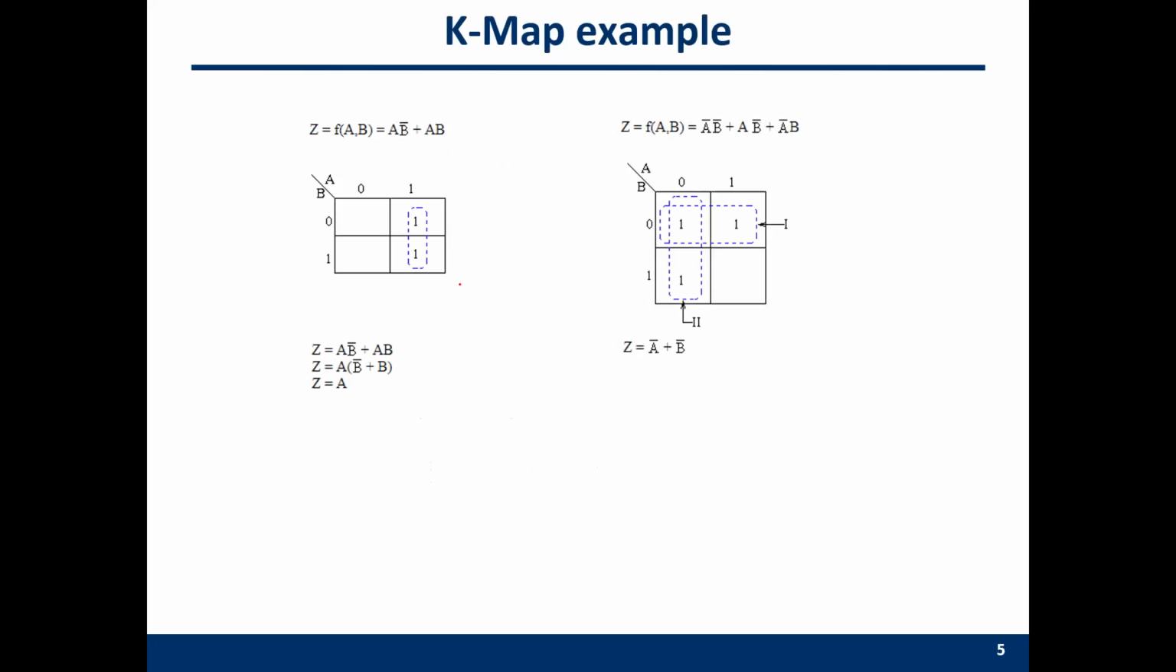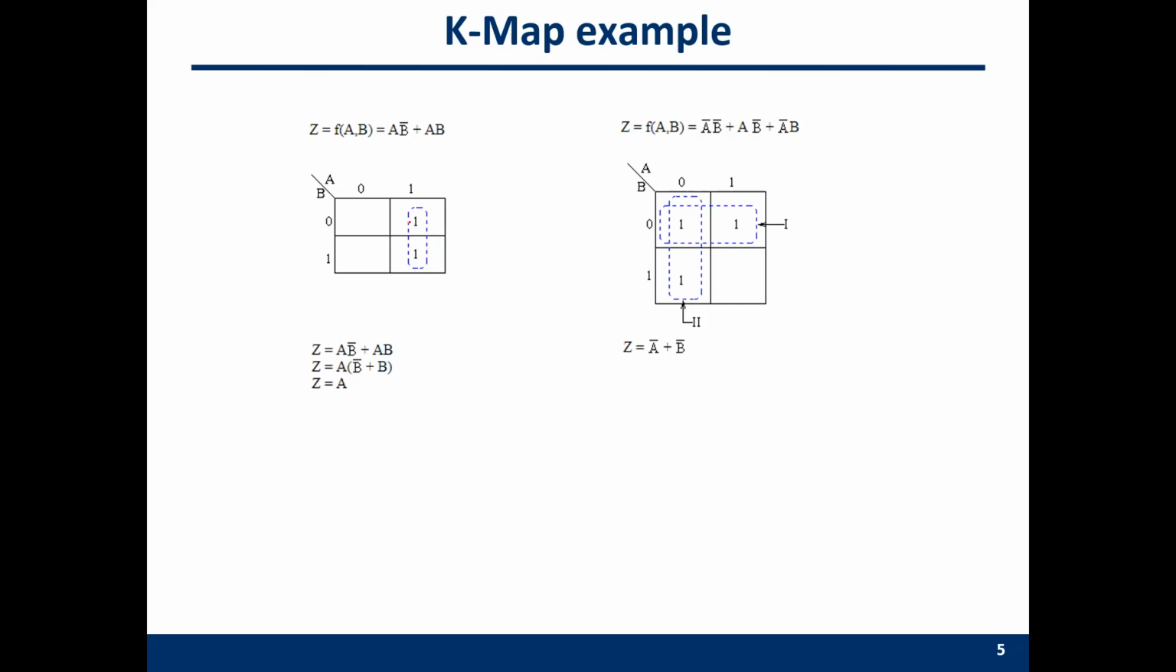And then we can do the simplification on the K-map. How can we do that? We just need to group all the ones together. We will draw some boxes to cover all the ones. Of course, there are some rules to draw the boxes here. For example, the box size has to be 2 to the n.